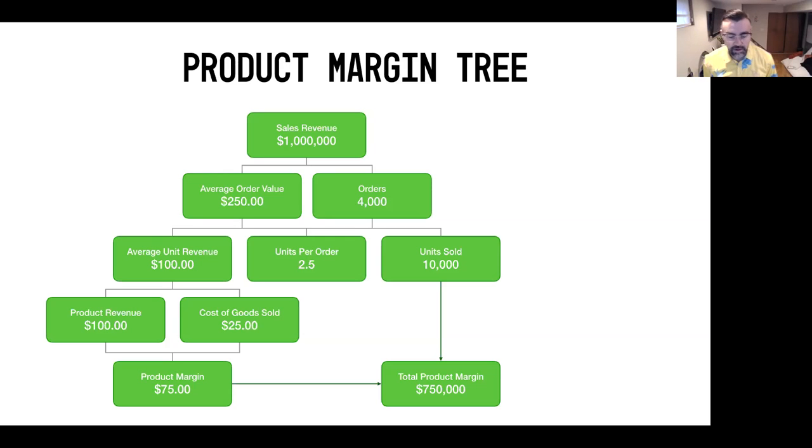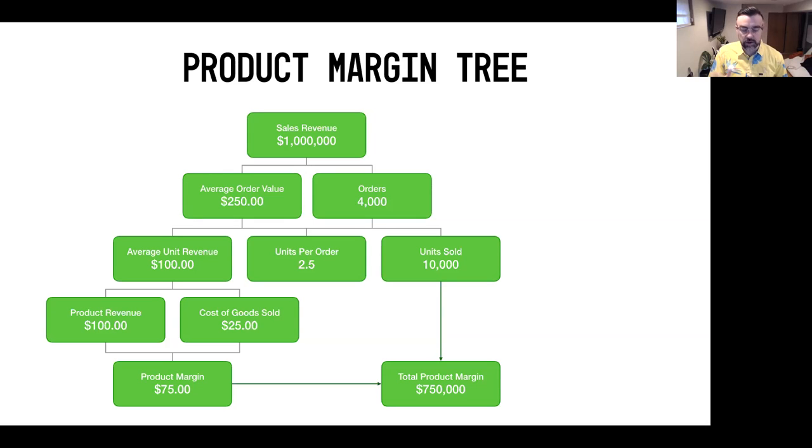But in order to get an order, you need to have so many units sold on that order. Let's take, for example, that on every one of those 4,000 orders you had 2.5 units per order. If you go 4,000 times 2.5, that gives you 10,000 units sold. Then if you take that average order value of 250 and divide it over 2.5 units, that gives you $100 in average unit revenue.